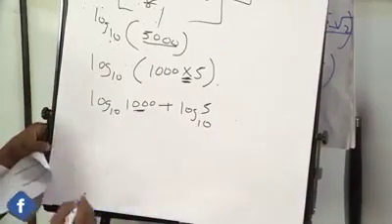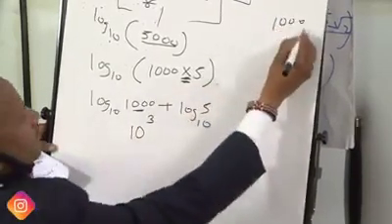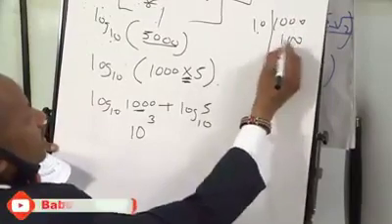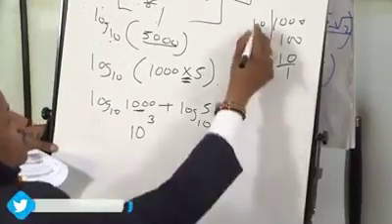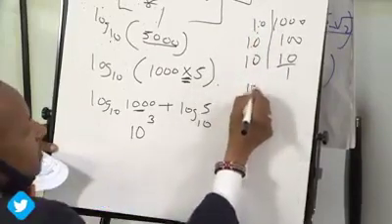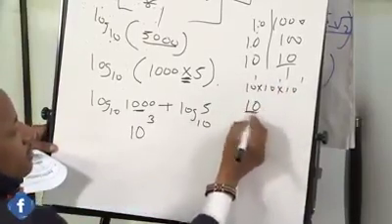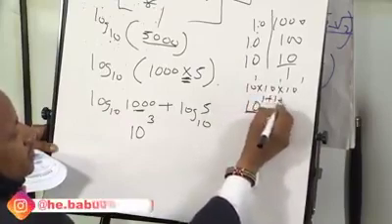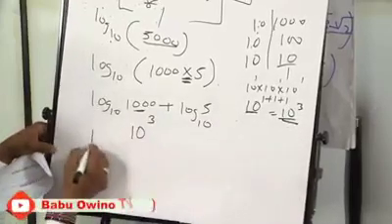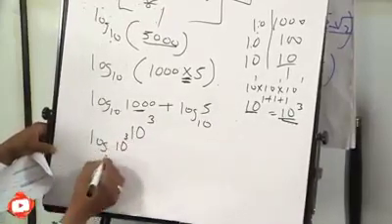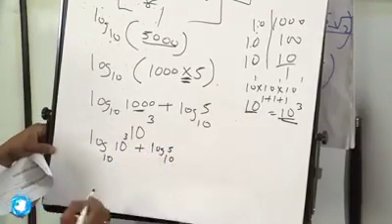Then here, if we further simplify, 1,000 is 10 raised to power 3. When you want to get 1,000, you put 10 here. 10 into 1,000, 100. 10 into 100, 10 times. 10 into 10, once. So this is 10 times 10 times 10, raised to power 1, power 1, power 1. You only take 1 as the base, then you add the powers. 1 plus 1 plus 1. So this is 10 to power 3. So this is log of 10 to power 3 to base 10 plus log of 5 to base 10.